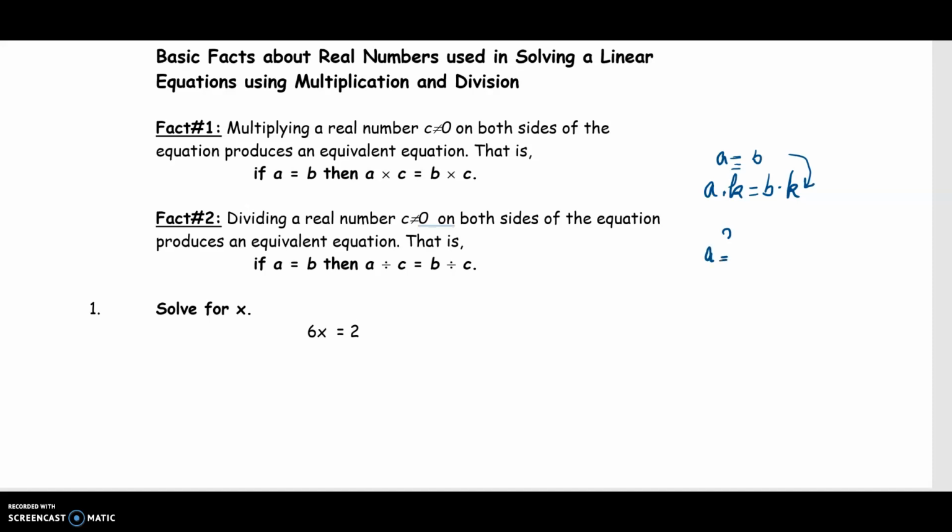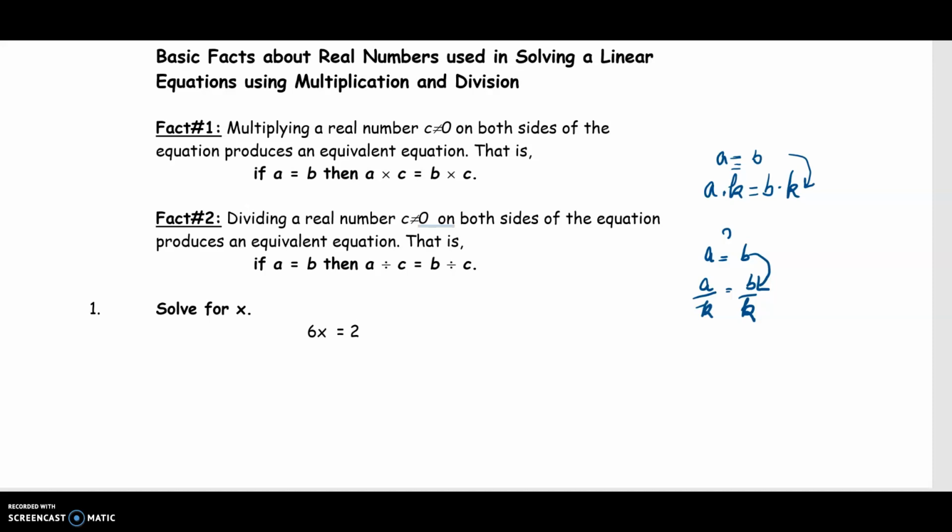Similarly, if we have A equals B and we divide both sides with a non-zero number K, so K is not equal to 0, because remember, dividing by 0 gives you something that is undefined. So if I divide both sides by a non-zero number, then we get an equivalent form of the equation. So A equals B is the same as A divided by K equals B divided by K. So this is the technique that we're going to use to solve this equation.